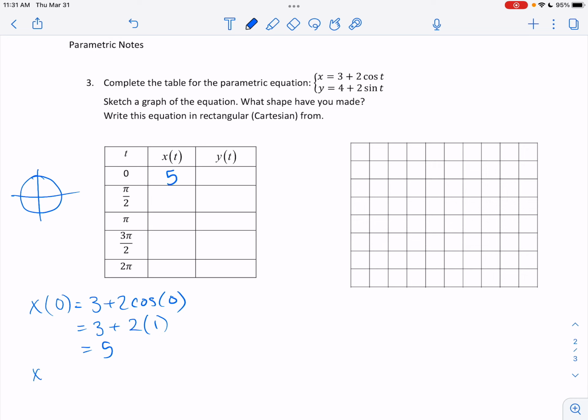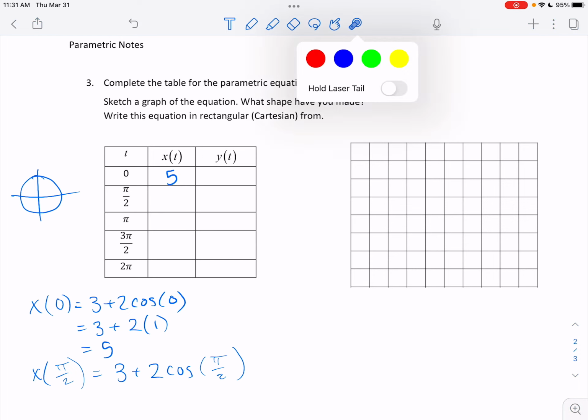The next one, x of pi over 2, is going to be 3 plus 2 times cosine of pi over 2. Pi over 2, as you know, is right here. The cosine value is 0, so this value just becomes 3. When I get to pi, I'm going to go a little faster, so you can keep writing all these out if you want to. At pi, the cosine's -1, so 2 times -1 gives me -2, plus 3 is 1.